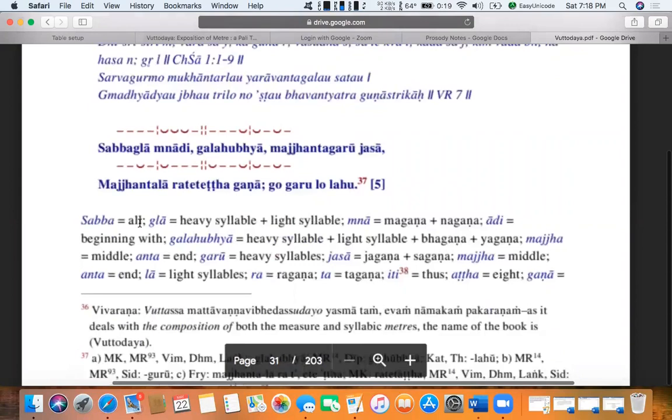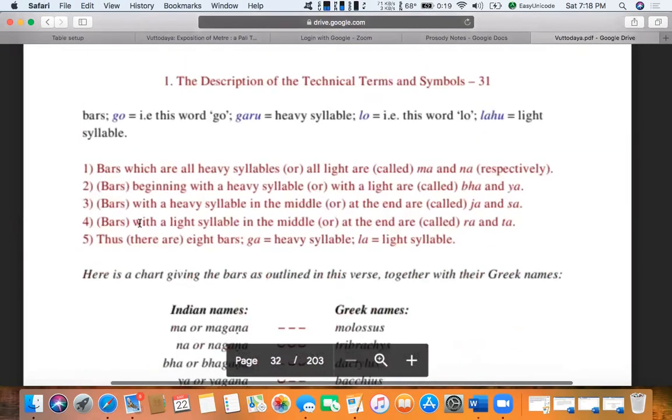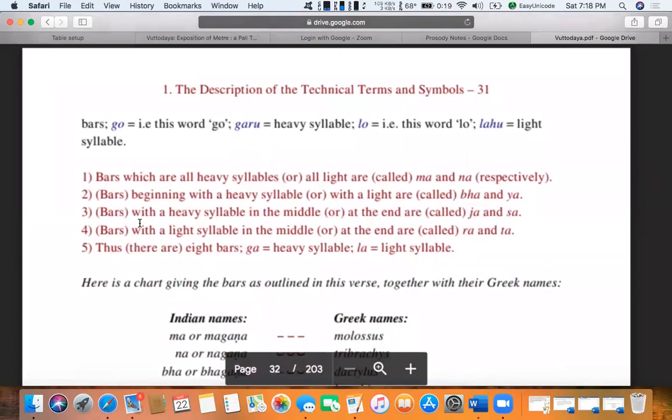Sabbagla nadi galahu bhya majjanta garu jasa majjantala rate tetta gana go garu lo lahu. So these are the symbols we use in syllabic meter. So the meaning is like this: sabbagla mna, that is the first line of that verse, sabbagla mna, bas, which are all heavy symbols or light, are called ma and na respectively. This verse is a little bit complex, but I will explain it here.